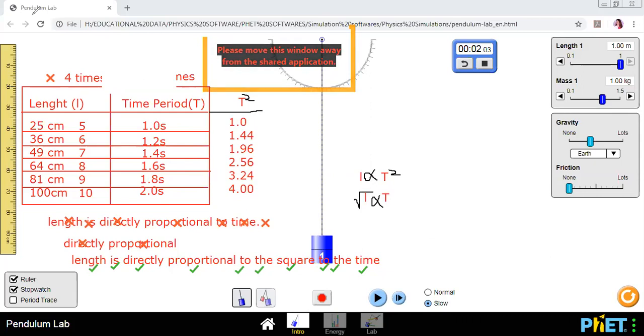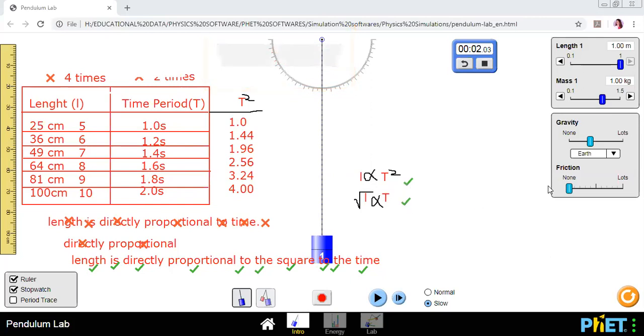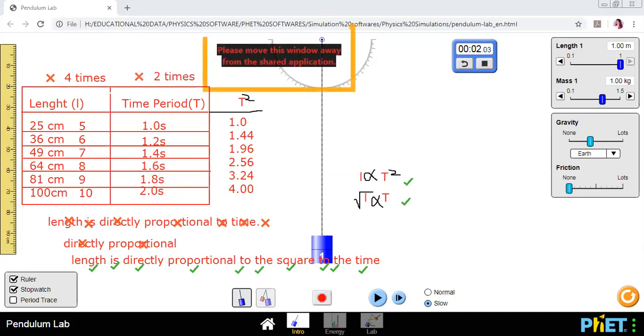Write down. These are the two relations. Which are the two relations? L is directly proportional to T square, and root of L is directly proportional to T. Getting it, beta? Root of L is directly proportional to T, or L is directly proportional to T square. All of you, please say yes if you have understood this concept. Okay, very good. Few of them. What about others? I want all of you to reply. Very good, beta.